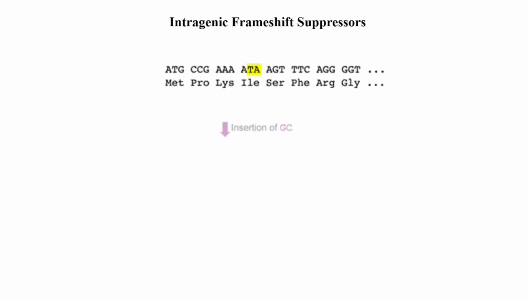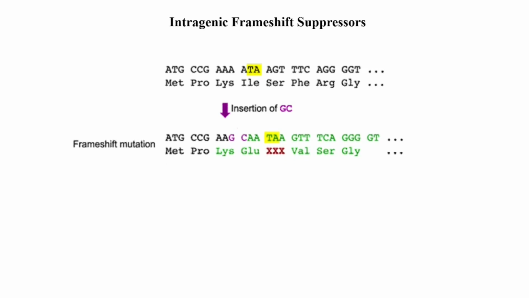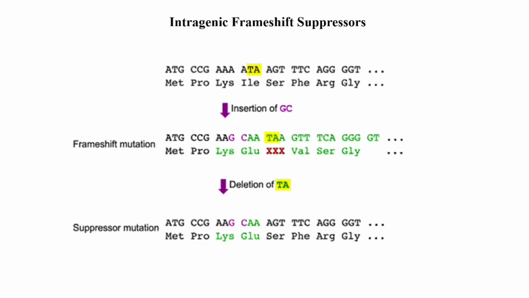An intragenic suppressor is a second mutation in the same gene that cancels the effects of the first. In this example, an insertion mutation leads to a frameshift mutation. A second deletion mutation resets the reading frame back to the original. Although there is an alteration of two codons, there is no frameshift.